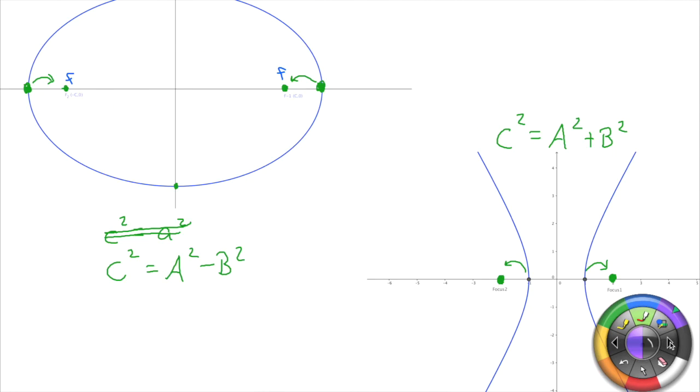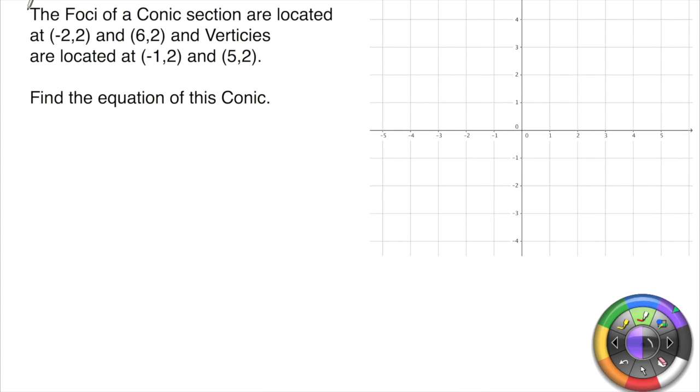All right, let's try this one. The foci of a conic section are located at these two coordinates. The vertices are located at these two coordinates. And then we can plot them in our graph and see what this thing looks like. Well, hopefully I can plot it in my graph. All right, so let's see here. Conic section, foci. I think I colored them green last time. No, I colored them blue. All right, so the foci again in blue, the vertices again in green.